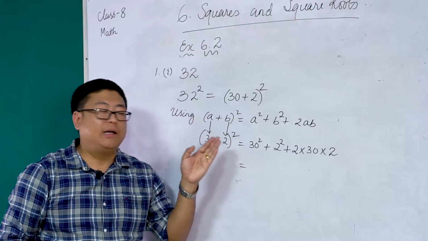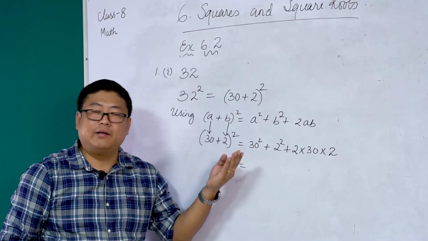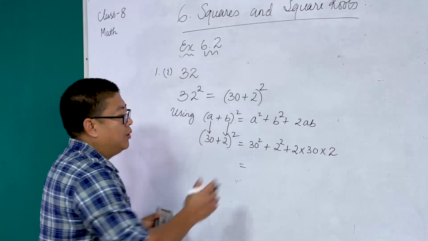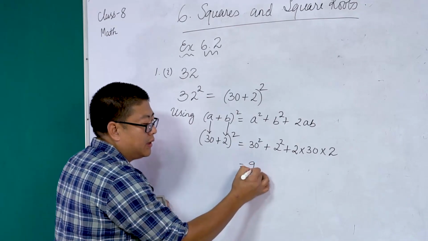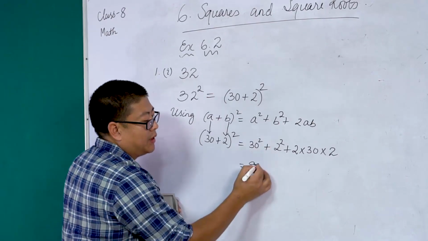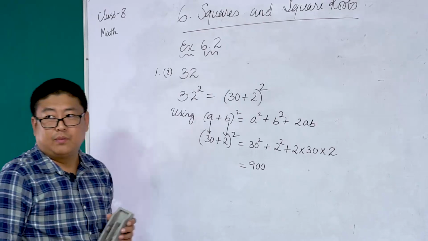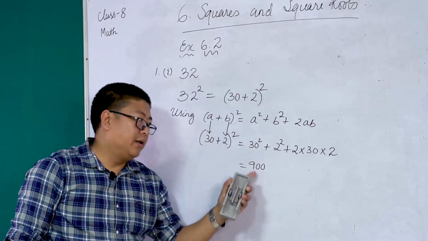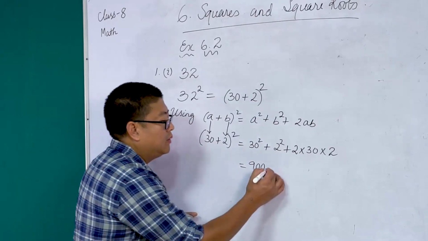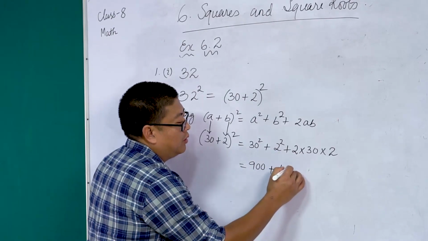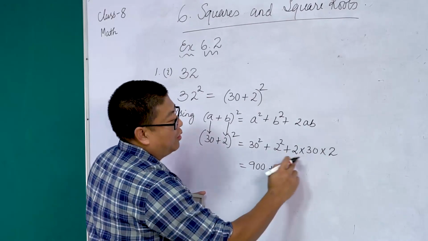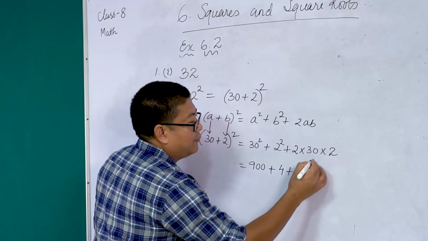So as already stated and learned earlier, 30 square means 30 into 30. So 3 into 3 is 9. 10 is given, but it is square, so 2 zeros will come. 2 into 2 is 4. 4 into 3 is 12, and 1 0.